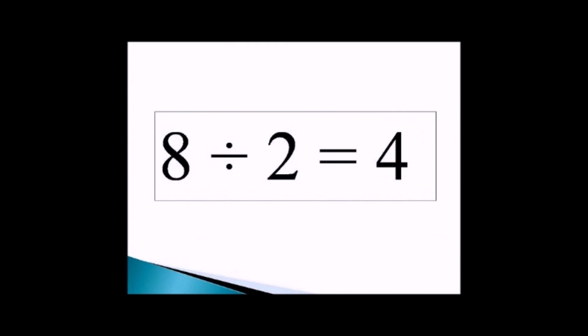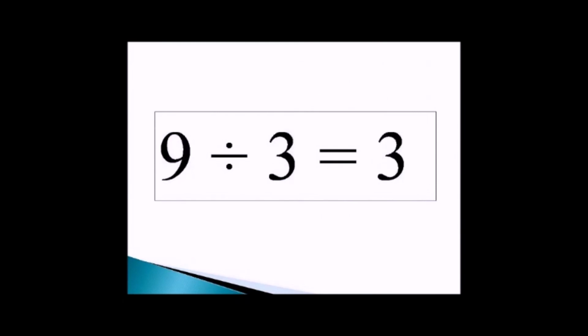And 8 divided by 2. The answer was 4. Give yourself a mark for that. 8 divided by 2 is 4, and multiply the 2 numbers at the back. 2 times 4 gives you the number at the front, 8. So it's a simple way to check. Multiply the divisor and the quotient.